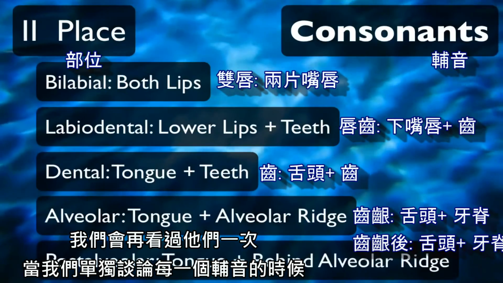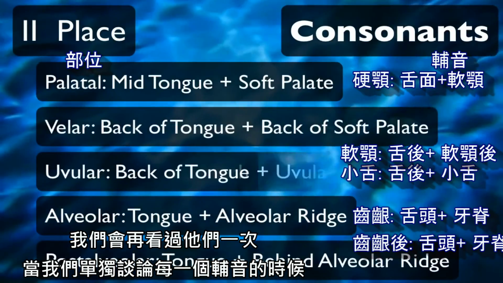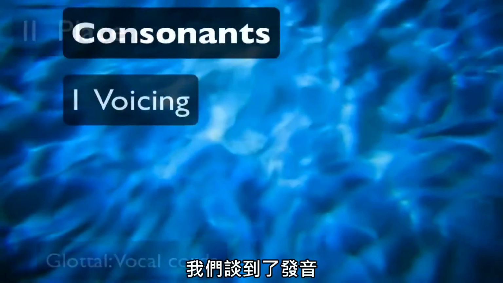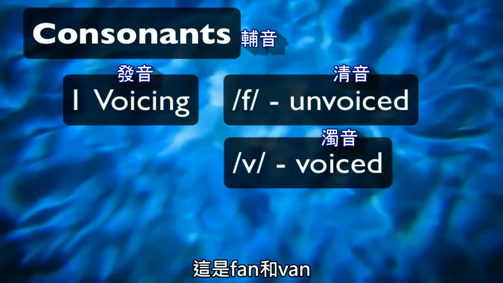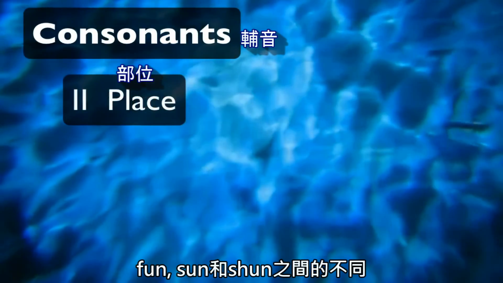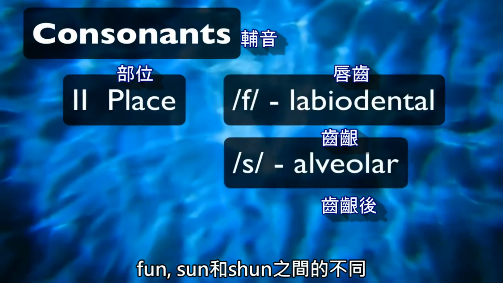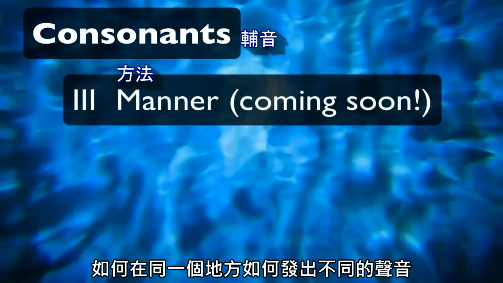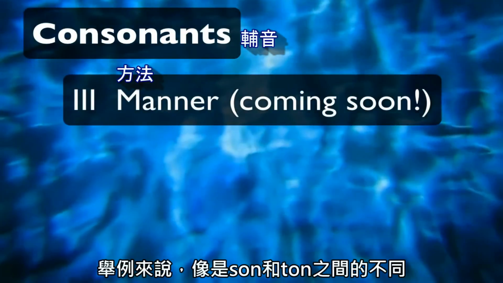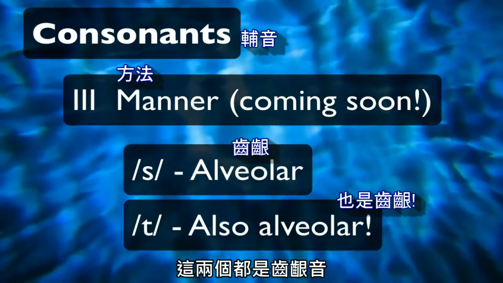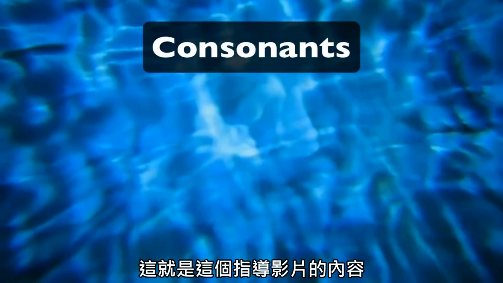We'll cover them again when we discuss each consonant individually, and I'll be making an Anki deck to help you remember them as well. To recap, we've discussed voicing. This is fan and van, for example, the difference between those, and place, the difference between, say, fun, sun, and shun. In the next video, we'll discuss manner. This is how you make different sounds in one place, the difference between, say, sun and tun, which are both alveolar consonants.